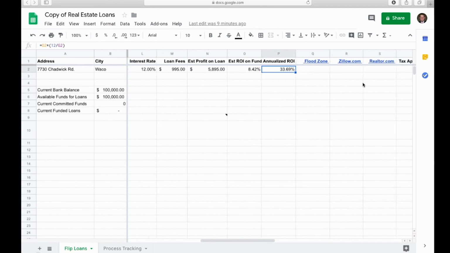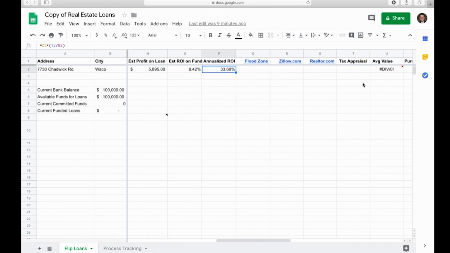So then I have some different online tools that I go to. He says that the property is going to be worth $100,000 when it's done, but I like to see if that's actually true.